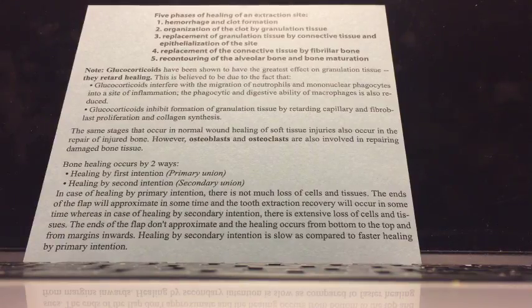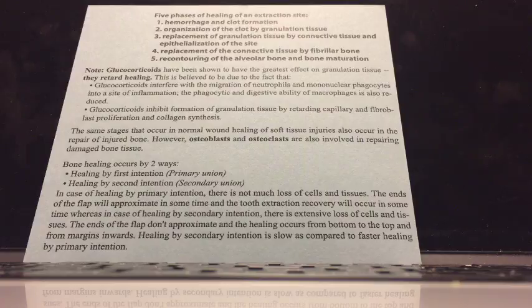The same stages that occur in normal wound healing of soft tissue injuries also occur in the repair of injured bone. However, osteoblasts and osteoclasts are also involved in repairing damaged bone. Bone healing occurs by 2 ways. 1. Healing by first intention, which is a primary union. And 2. Healing by secondary intention.